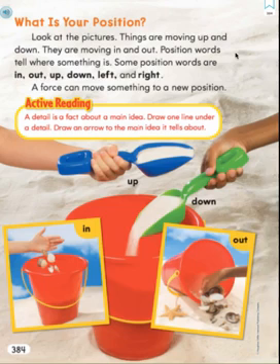A force can move something to a new position. So these shells are going in the bucket. These shells are coming out of the bucket. This shovel is pointed down. This shovel is pointed up. Those are all position words that tell where something is or where it's going.